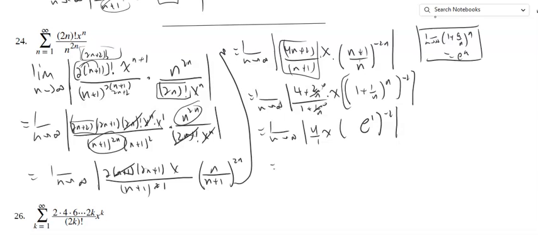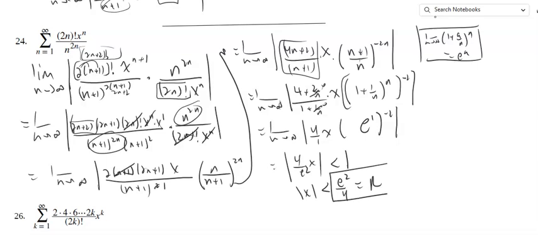So what am I getting altogether? I'm getting 4 over ex in absolute value. I want that to be less than 1, which means the absolute value of x has to be less than e squared over 4, which would be my radius of convergence. Oh boy, there's no room to do the rest.